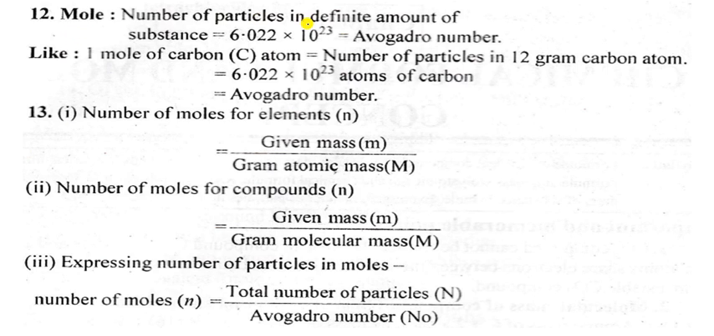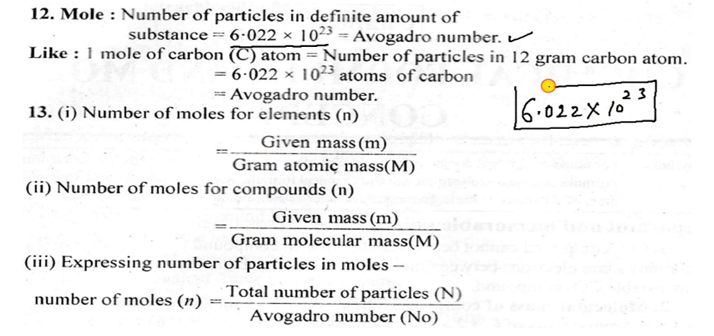So let us see the mole concept. Mole is defined as the number of particles in an amount of the substance, which is 6.022 into 10 to the power 23. This number, always remember, is called the Avogadro number. It is represented by N0 also. This number is called the Avogadro number.